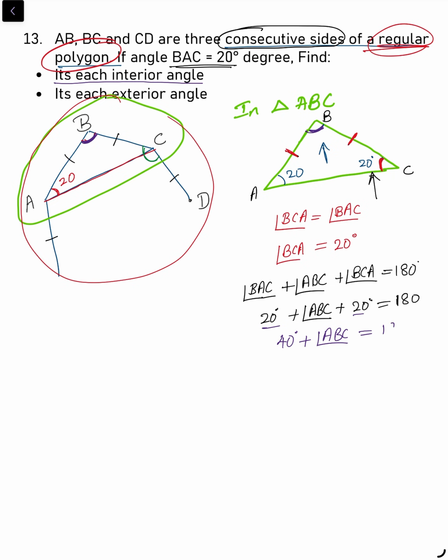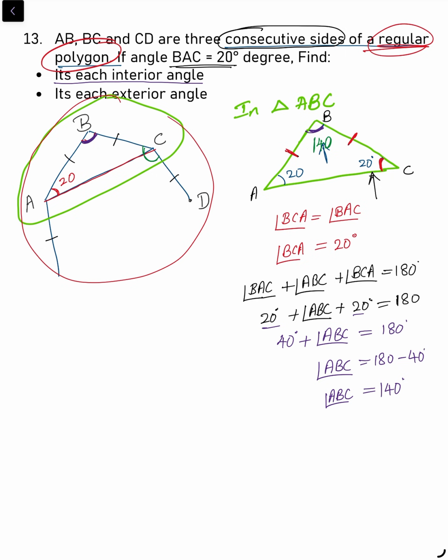Degree, that equals 180 degrees. So 40 you shift to the other side, it will become minus. So obviously 180 minus 40, 180 minus 40 is 140. So easy. We found the value of angle B. It is a complete angle B, which means that the angle B is 140.